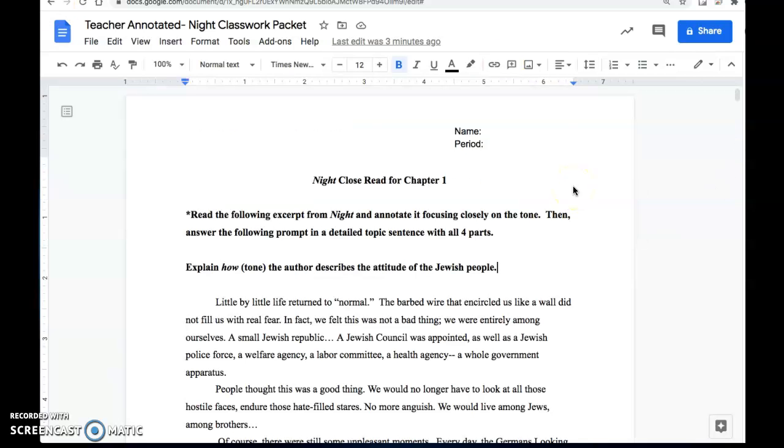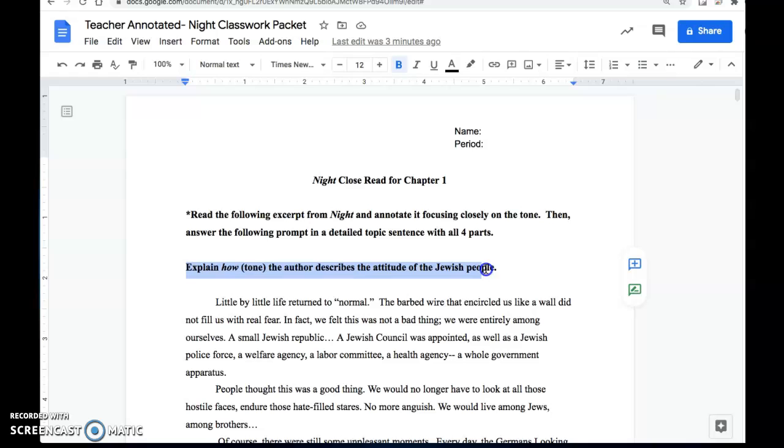So when you're annotating one of these close reads, my biggest suggestion to you is to go slowly and start with reading the prompt. I know a lot of us are really quick and used to skipping over some of the directions, but the directions will give you a lot of information that will help you throughout this close read. So read the following excerpt from Night and annotate it focusing closely on the tone. We just went over this. Remember, tone is how the speaker feels about a subject. Then answer the following prompt in a detailed 4-part topic sentence. So that's what we'll be doing on page 2.